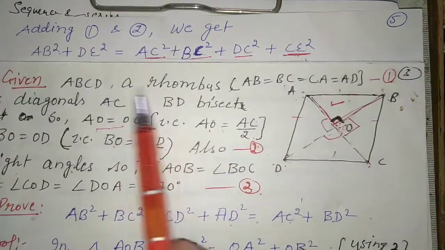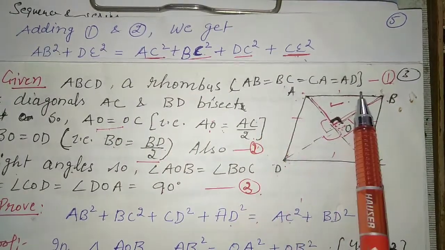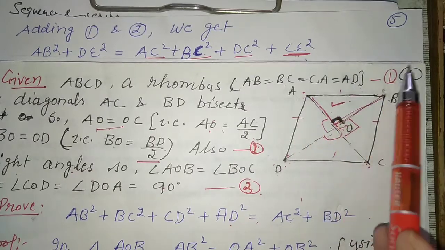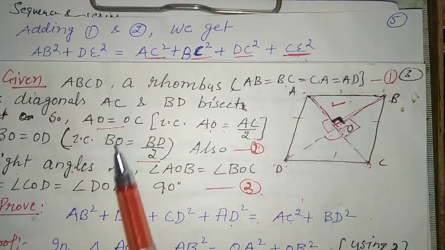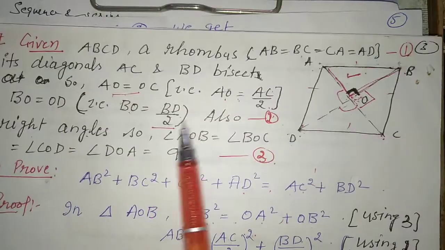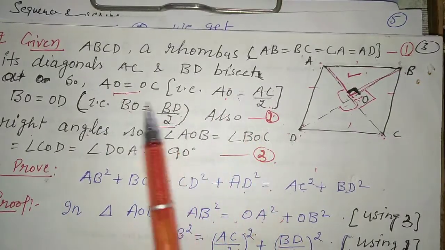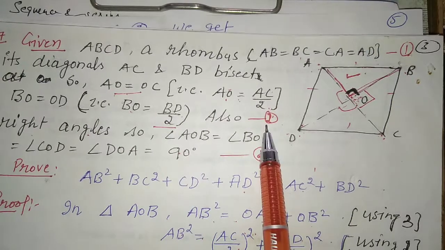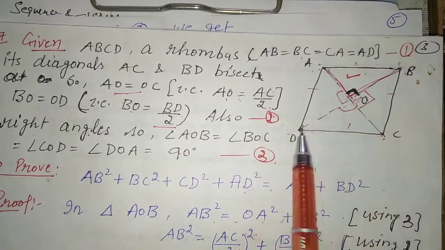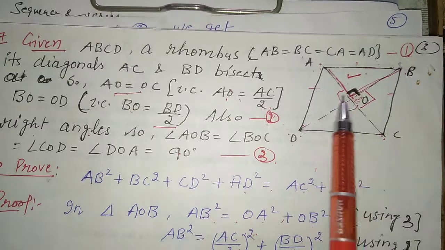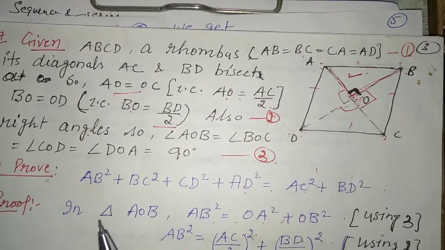Okay. So ABCD is a rhombus. All sides are equal: AB, BC, CD and DA. This is the first equation we can write. And the diagonals bisect each other, so we get the equation OA is equal to AC by 2, or BO is equal to BD by 2. This is the second equation. And the diagonals bisect each other at right angles, so all the central angles will be 90. This is the third condition.